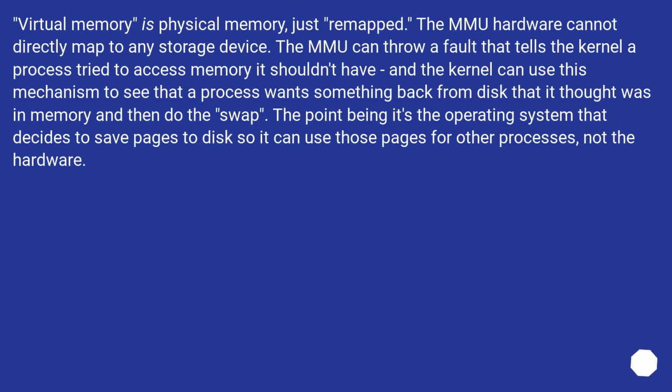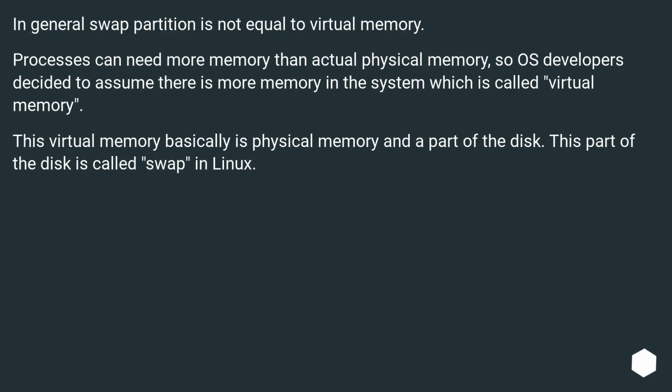The point being, it's the operating system that decides to save pages to disks so it can use those pages for other processes, not the hardware. In general, swap partition is not equal to virtual memory. Processes can need more memory than actual physical memory, so OS developers decided to assume there is more memory in the system, which is called virtual memory. This virtual memory basically is physical memory and a part of the disk. This part of the disk is called swap in Linux.